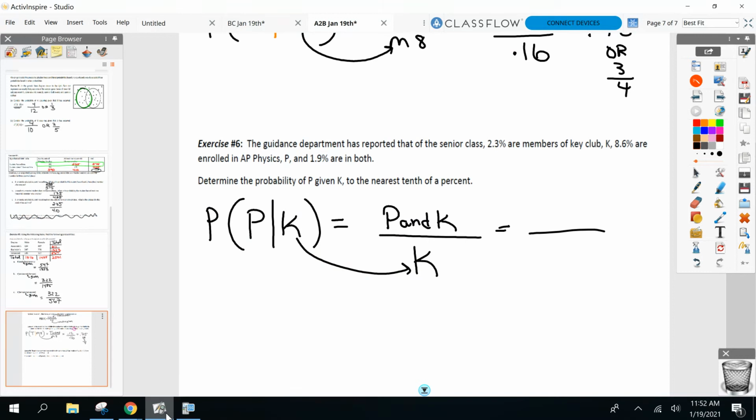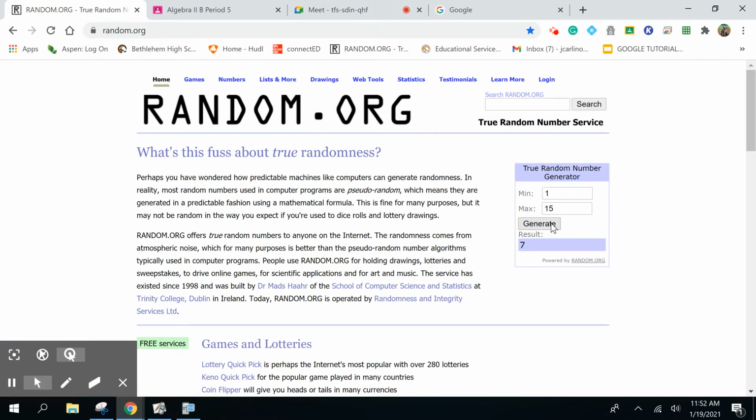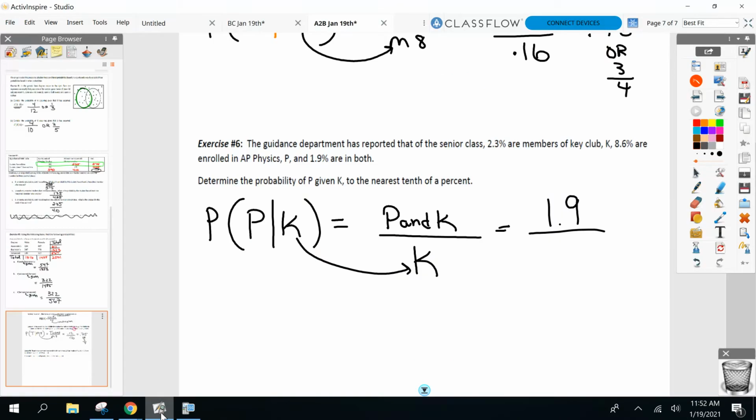1.9%. Yep, good. And I could put 1.9 there. I don't need to turn it into a decimal. I could just put 1.9 there. Over that they're in Key Club. So what percent here represents they're in Key Club? Read carefully. Will, what percent are in Key Club only? 2.3. Over 2.3. So everyone see where I'm getting my numbers from. Both goes on top. What's given is on the bottom.